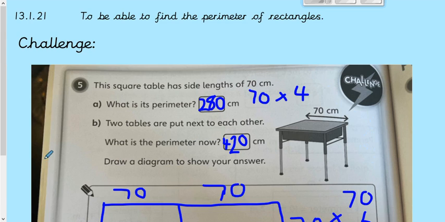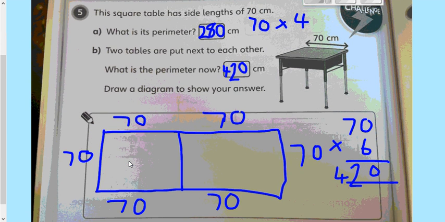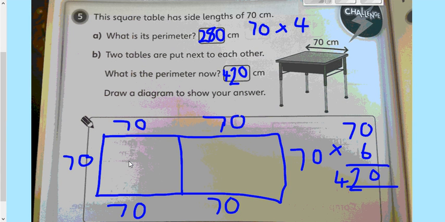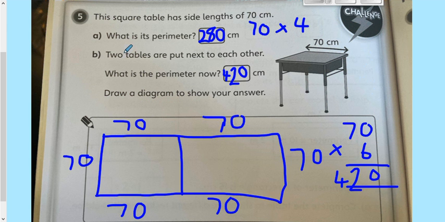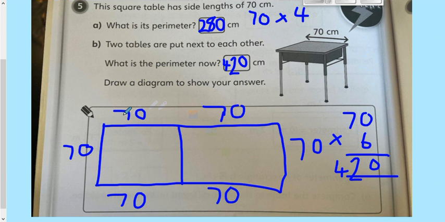And then finally, if you got onto the challenge, I actually drew the tables. I thought that was the best way to show it and actually help me work out as well. So it says the square table has a side length of 70, and then I worked out the perimeter by times-ing it by 4. If it's a square, you know that all the sides are going to be the same, so you can times it by 4. 2 tables are put together, so I drew the 2 tables put together.